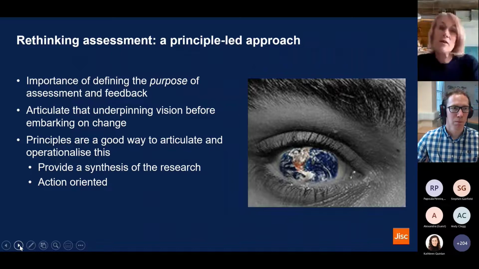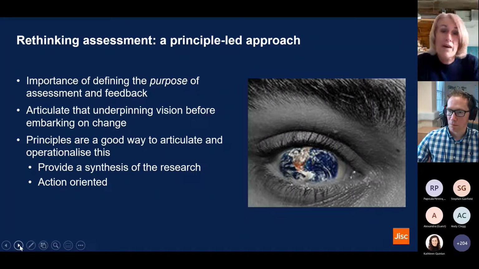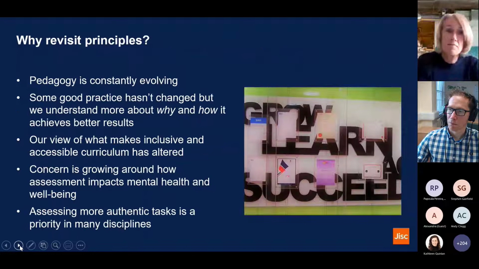So from our review, we felt it was important for us to then consider some of the original principles that we put together a number of years ago. We at Jisc feel that a principle-led approach to assessment and feedback is really important because they provide a very good way of bringing together a body of research of effective practice in relation to this area. They are very action orientated and they can help course teams and staff think about the ways in which they are designing and supporting assessment and feedback in their course and curricular design.